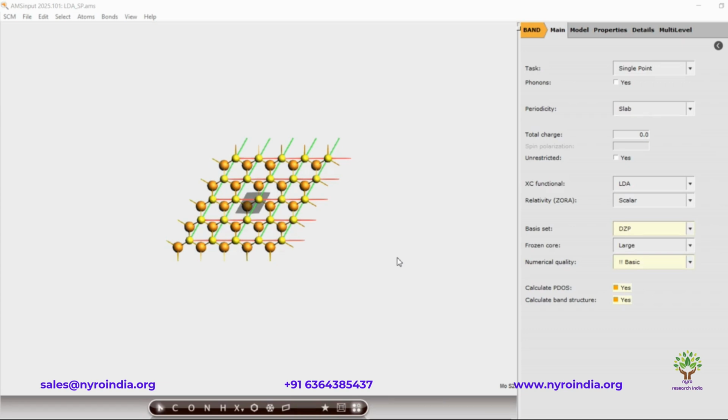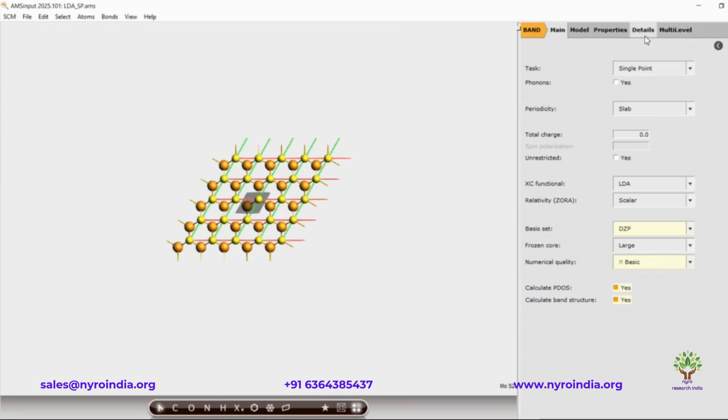Speaking about relativistic effects, especially spin orbit coupling, it can be significant for transition metal compounds, for example molybdenum disulfide, and should be considered particularly for accurately determining the band gap and splitting of the bands. And then defining the K point path.